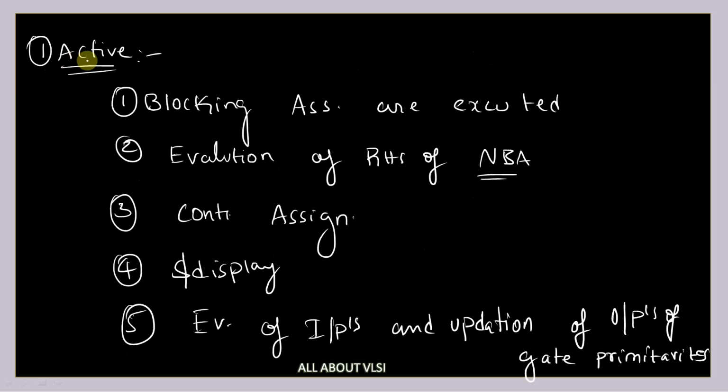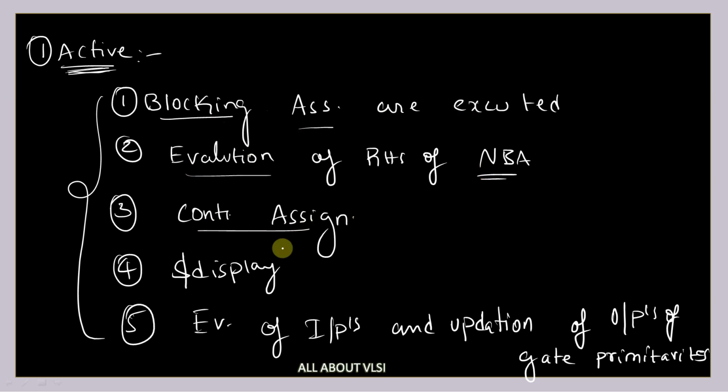Okay. Now in the case of my active region, these are all the processes the compiler is going to perform. What is it going to perform? It is going to perform blocking assignments, and it is going to evaluate the RHS of NBA. It is going to perform continuous assignments and $display statements. It is going to execute these in the active region, along with evaluation of inputs and updation of outputs in the gate primitives.